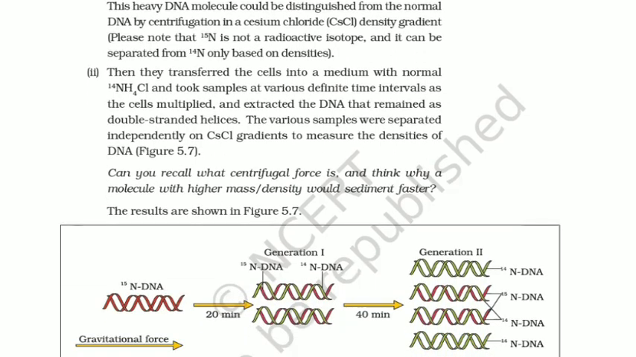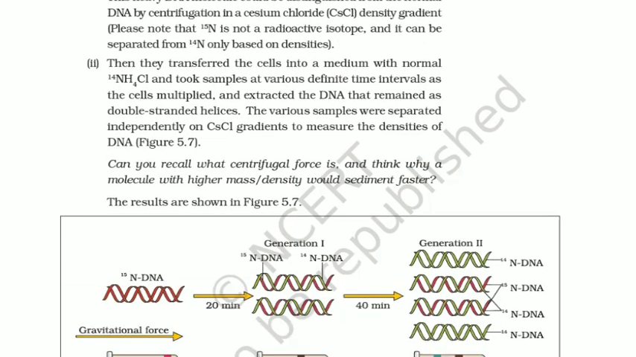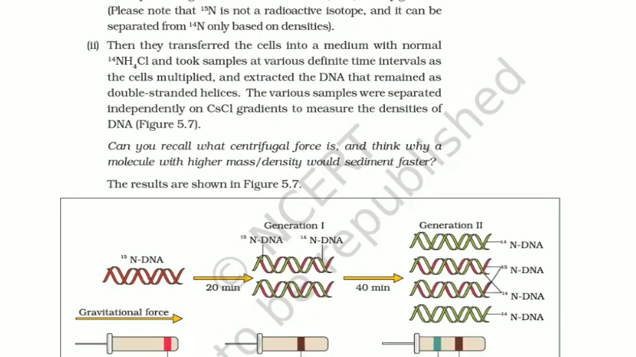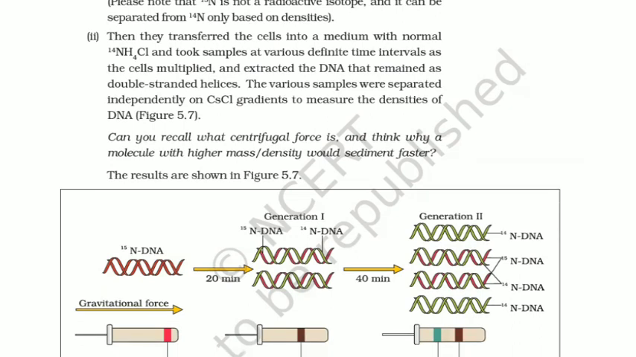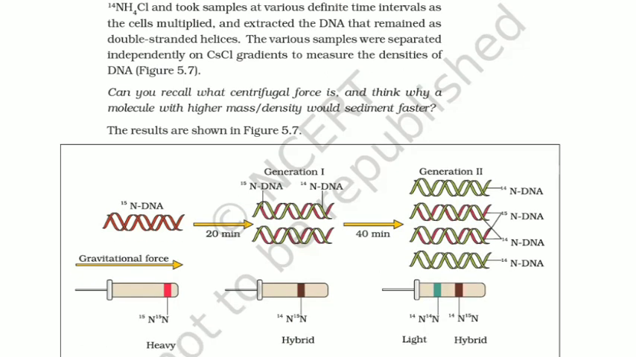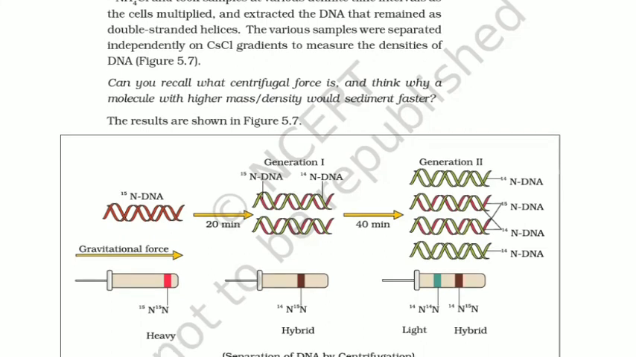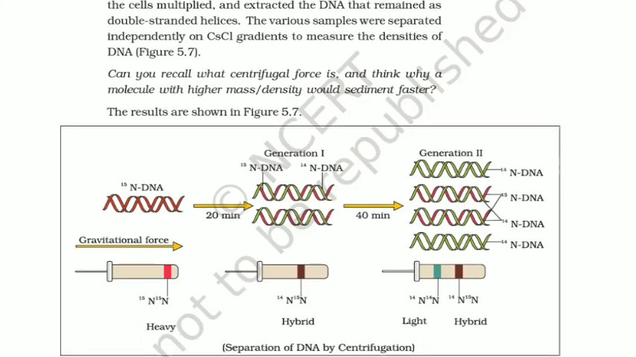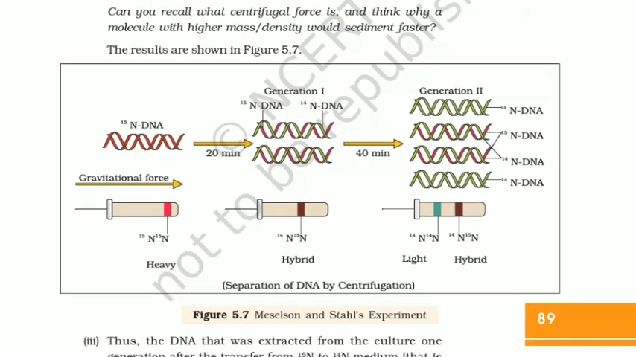Then they transferred the cells into the medium with normal 14NH4Cl and took samples at various definite time intervals as the cells multiplied and extracted the DNA that remained as double-stranded helices. The various samples were separated independently as cesium chloride gradients to measure the densities of DNA. The results are shown in figure 5.7. Have a look at the same.